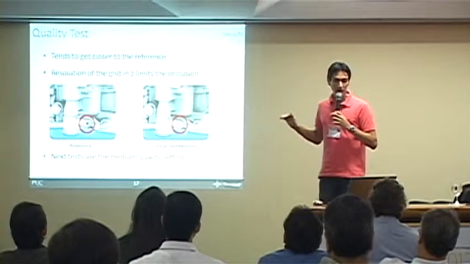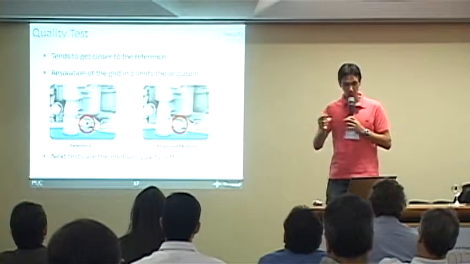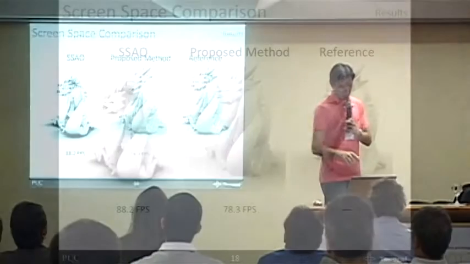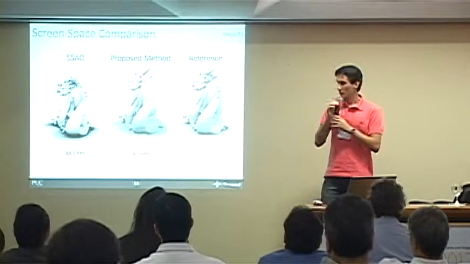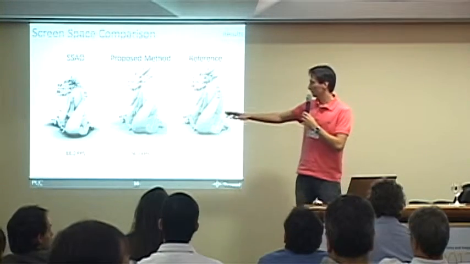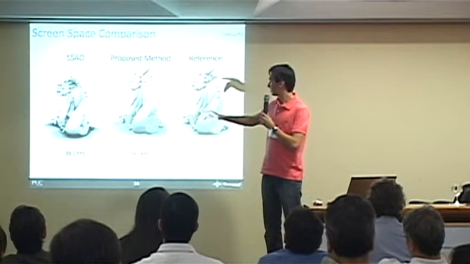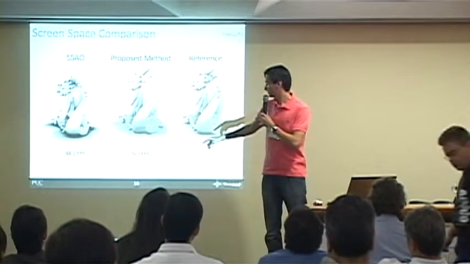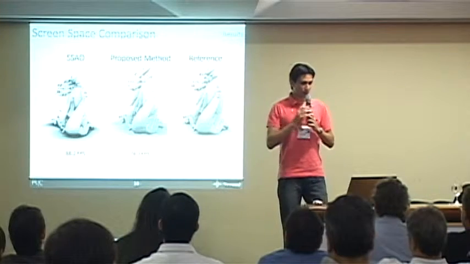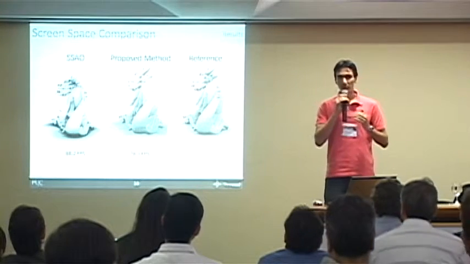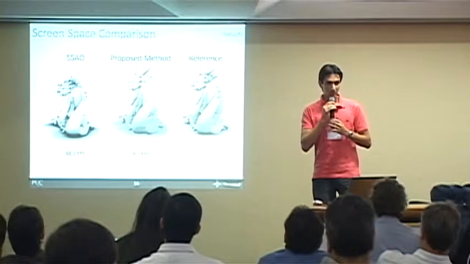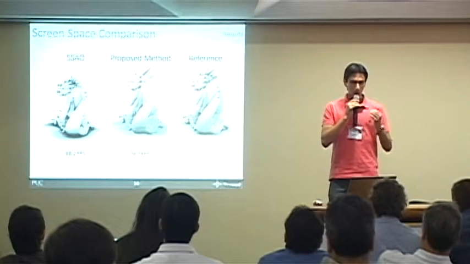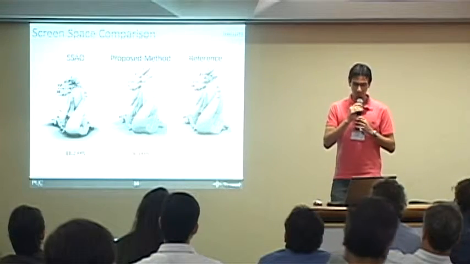But our results show that our medium quality setting was good enough, and we use it in the next test. So this is the medium quality setting. We compare with the application from NVIDIA, which was using screen space to calculate ambient occlusion. So we have NVIDIA screen space, our method, and the reference. As you can see in the frames per second, the screen space method is quicker, but it's expected. It only uses the information on the screen.